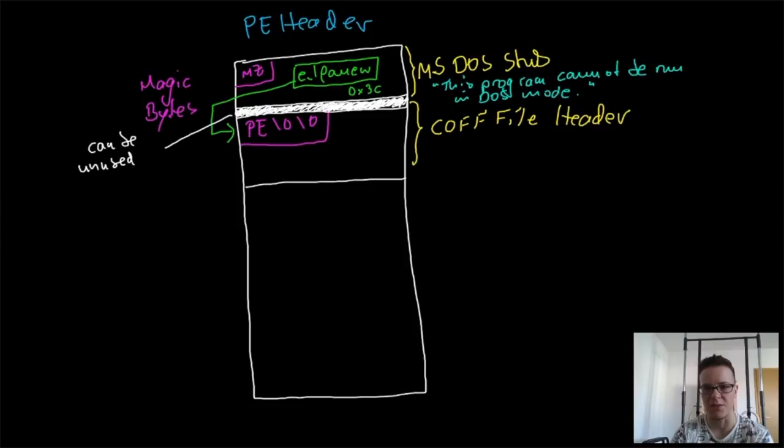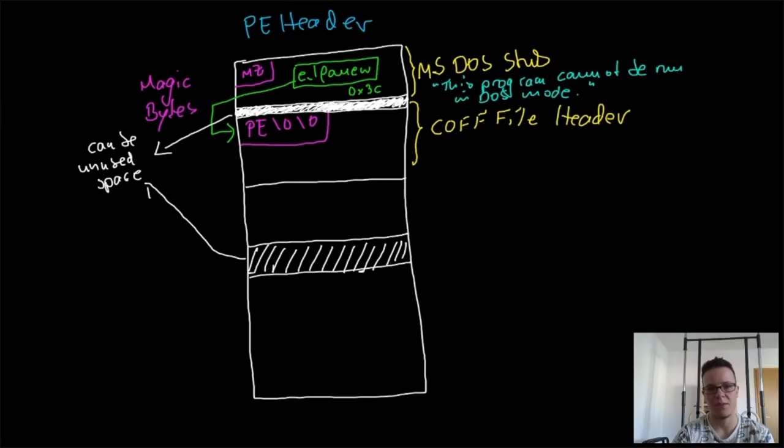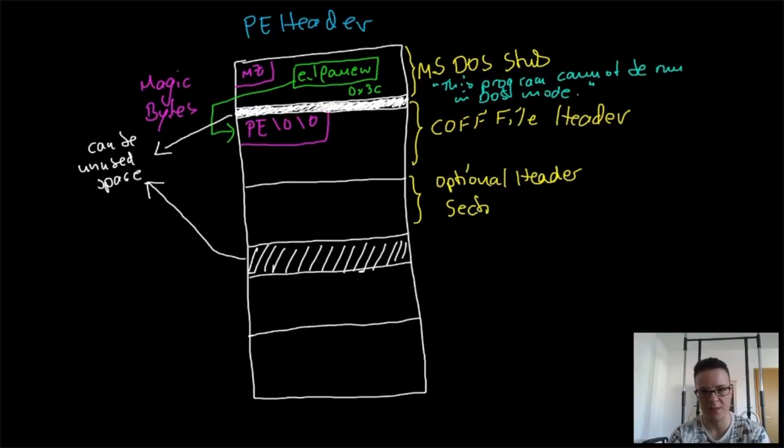And there's more unused space in portable executable files, which is most of the time due to file alignment. So the sections of a file are aligned to certain boundaries, and also the sizes of the sections are rounded up to certain boundaries. So often there's unused space between the start of the first section and the end of the PE headers. In this case, the PE headers also contain the optional header, the section table, and the COFF header.